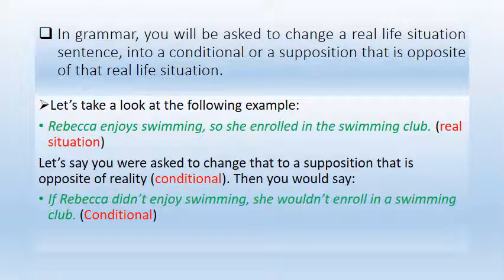Now, in grammar, you will be asked to change a real-life situation sentence into a conditional or a supposition that is opposite of reality. Let's take a look at the following example. Rebecca enjoys swimming, so she enrolled in the swimming club. Real situation. Let's say you were asked to change that to a supposition, something opposite. Then you would say, if Rebecca didn't enjoy swimming, she wouldn't enroll in a swimming club.